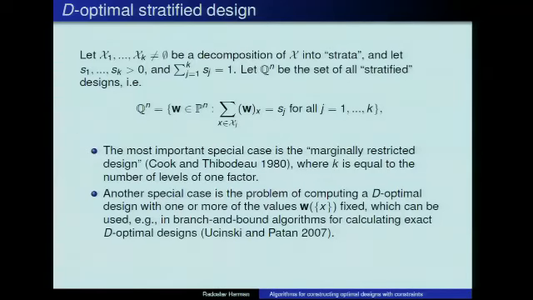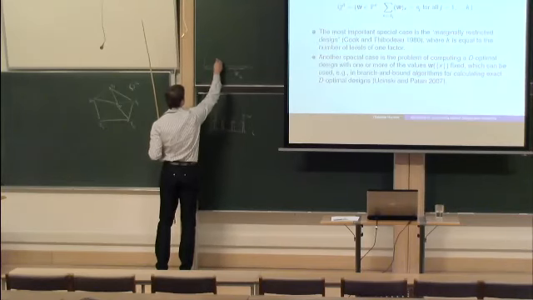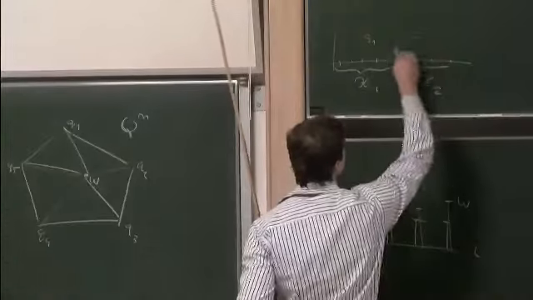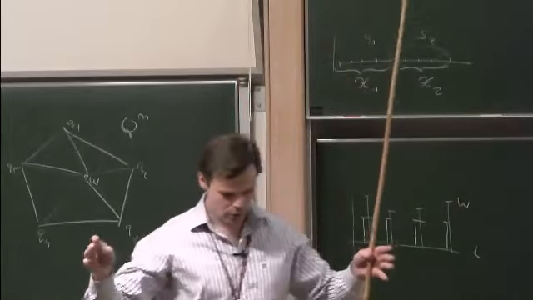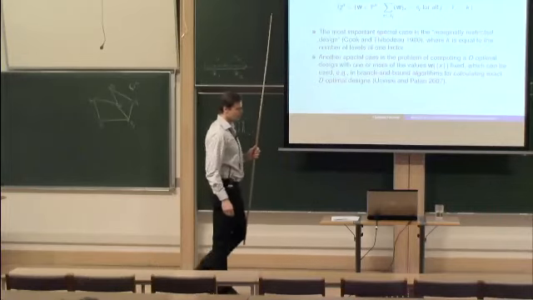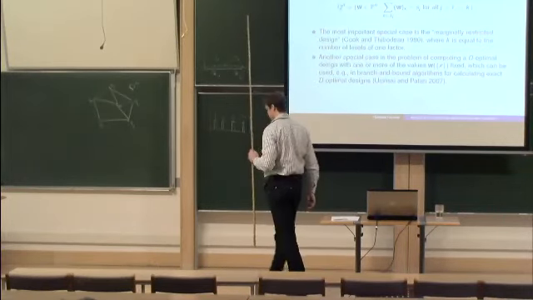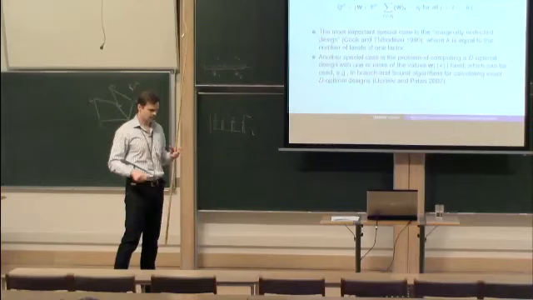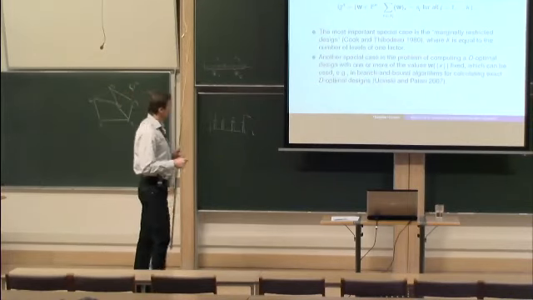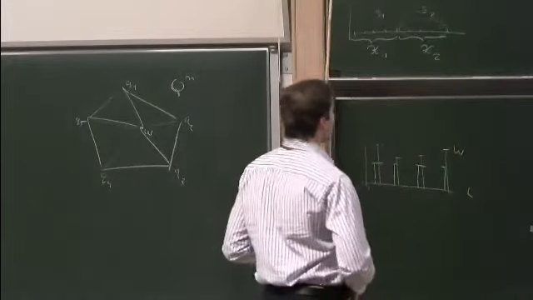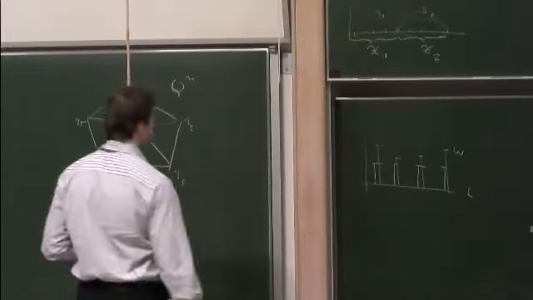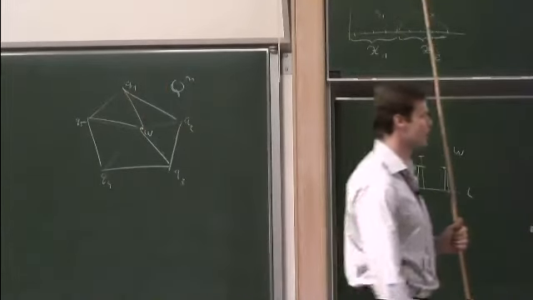Our constraint set is the set of all designs such that the weight assigned to all points together in X1 is S1, in X2 is S2, and so on. So that we decompose the region into subregions and require that the weights of the design in each subregion sum to a given number S_j for the jth subregion. The most important special case is the case of so-called marginally restricted designs.